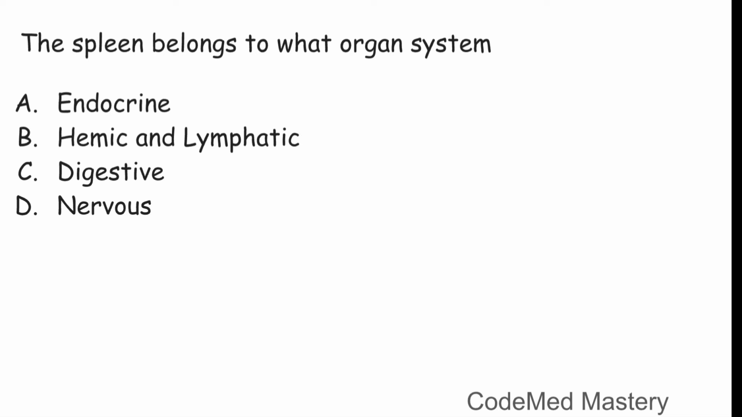First question, the spleen belongs to which organ system? Option A, endocrine. Option B, hemic and lymphatic. Option C, digestive. Option D, nervous. The right answer is option B. Spleen belongs to hemic and lymphatic system. It plays a crucial role in filtering blood, storing blood cells and supporting the immune system by producing white blood cells.